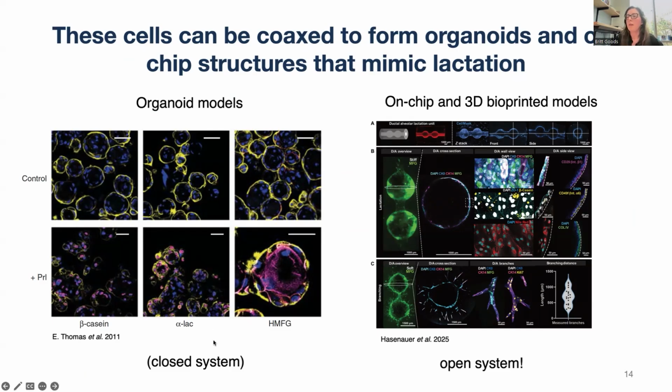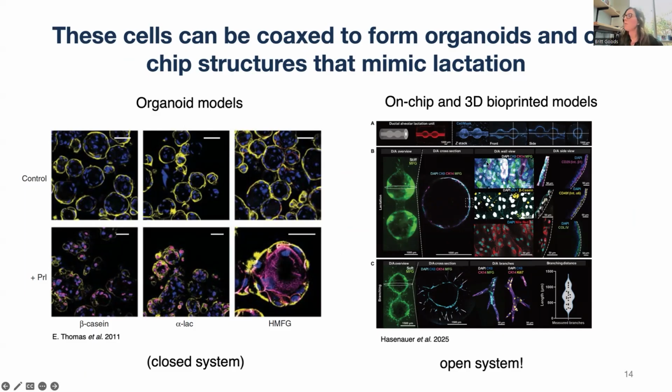But one thing I did want to highlight between these two model systems is that an organoid model is a closed system. So even if you're generating more ductal and lobular-like structures, it's still a closed system, and you will have secretion or production of milk components towards the center of that organoid unless you were to flip it outside.